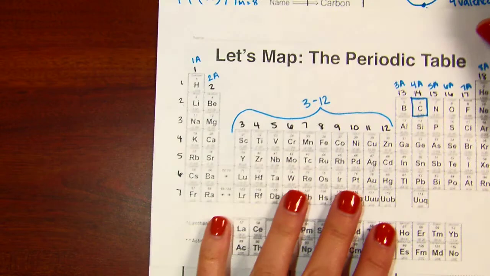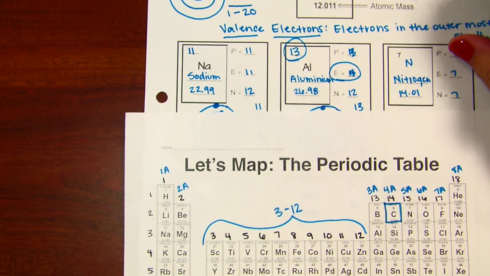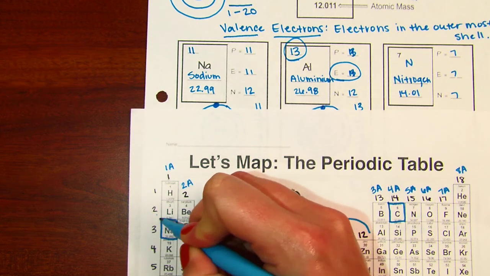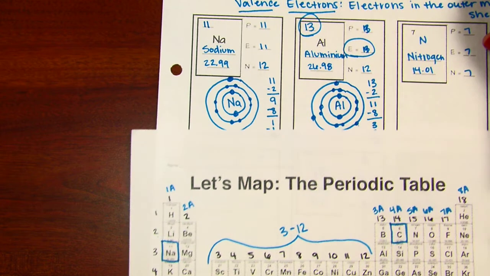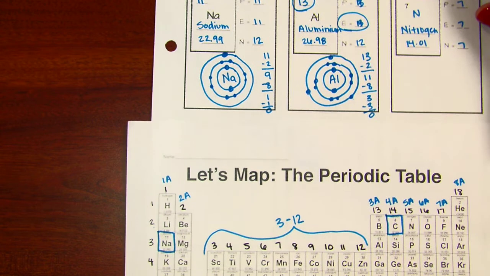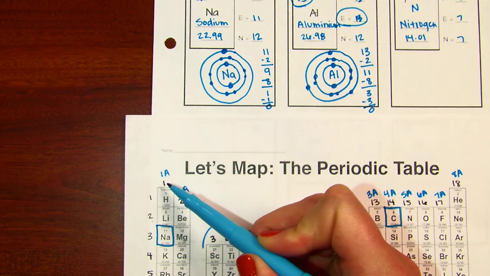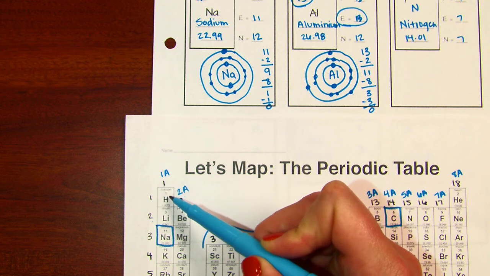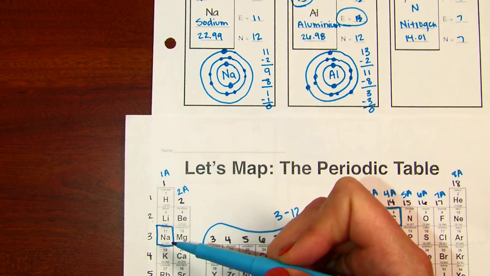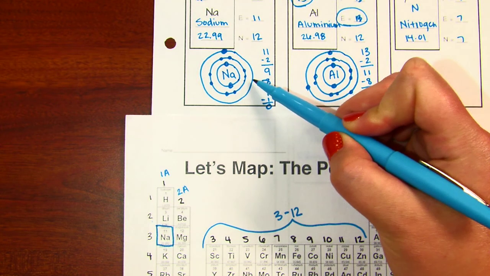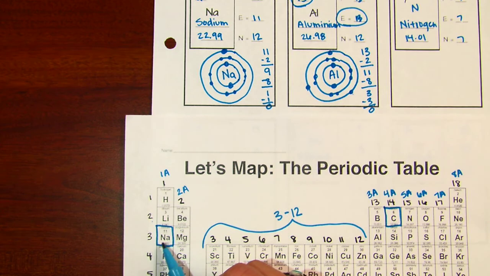We also did the Bohr model for sodium. So we're going to find sodium on our periodic table. Sodium is right here. Looking back at our Bohr model, how many valence electrons did sodium have? In its outermost shell, it had 1. Look at what group it's in, 1A. Every element in group 1A will have 1 valence electron. Let's look at how many orbitals it has. 1, 2, 3. It's in period 3. Every element in period 3 will have to have 3 orbitals to hold its electrons.